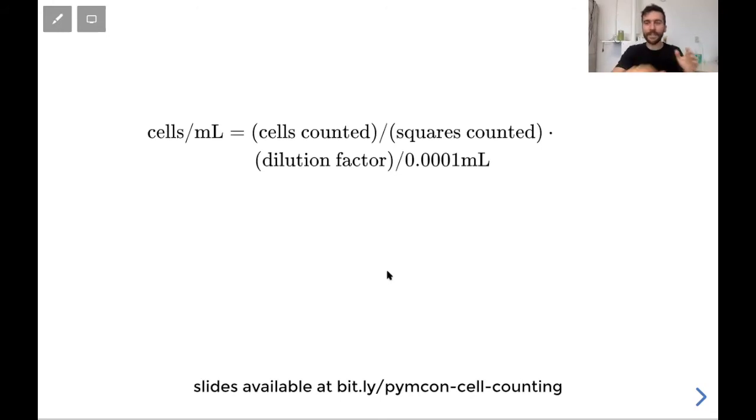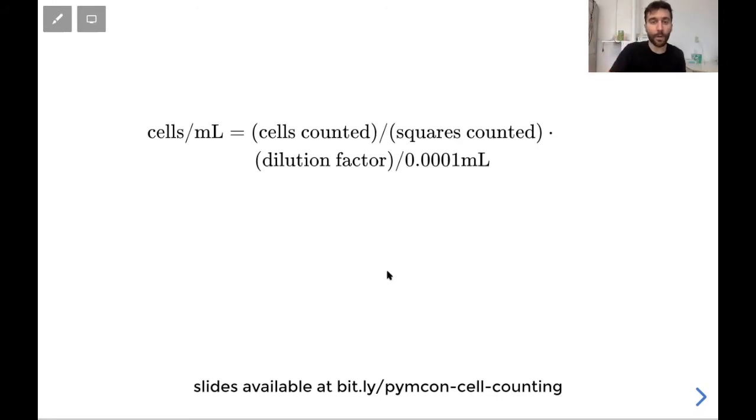So this is the formula that has historically been used. It's based on looking at the ratios and scaling up the dilutions. Cells per milliliter is equal to cells counted divided by the number of squares counted, we counted 5, times the dilution factor, divided by that small volume on the hemocytometer. That's where that number is.